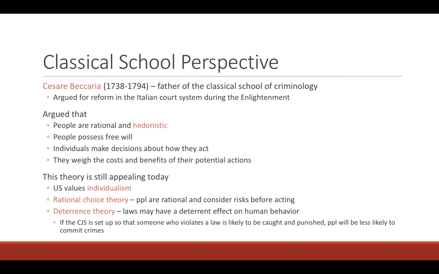So Beccaria argues that people are rational and hedonistic. They possess free will. They make decisions about how they act, and they do so by weighing the costs and benefits of their potential actions. He's the father of the classical school of criminology, and he's arguing for reform in the Italian court system during the Enlightenment period. And this theory is still very appealing today.